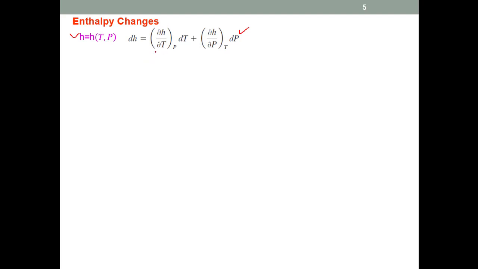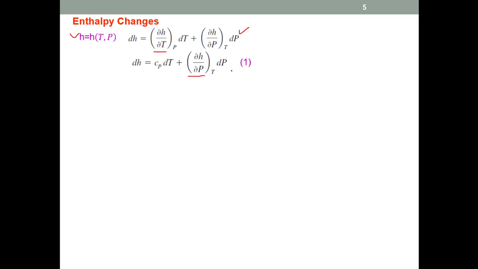So that's the total differential of the enthalpy when it is a function of temperature and pressure. Now again, the first term, which is the derivative of the enthalpy with respect to temperature at constant pressure, is equal to Cp. So this is equal to Cp times dT plus partial H by partial P at constant temperature times dP. Now again we need to calculate the second term.